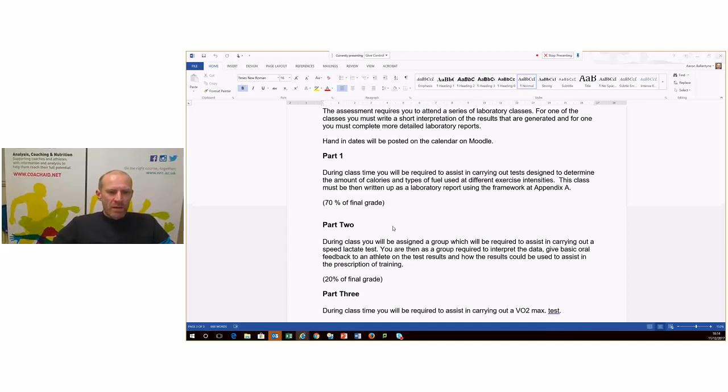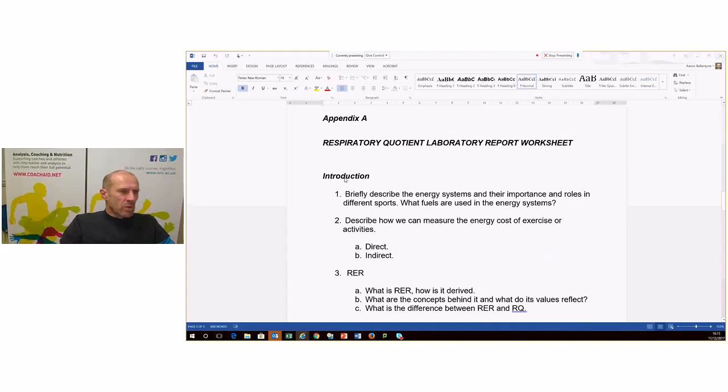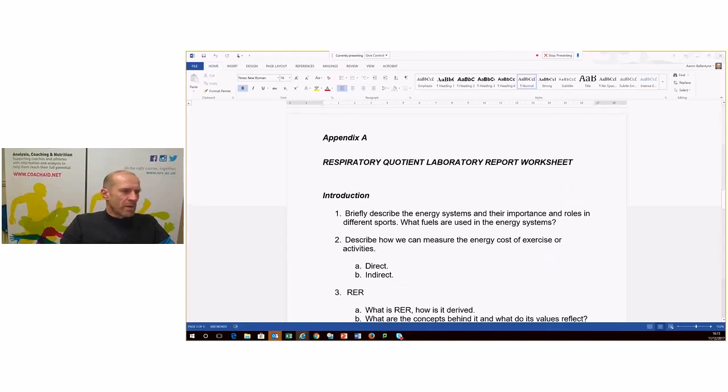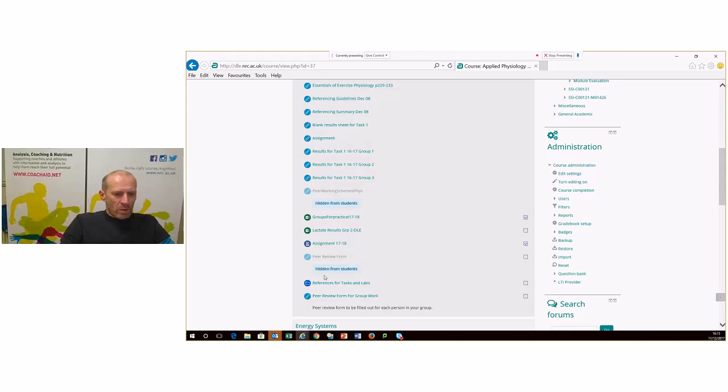70% of your final grade is based on this. So we go to Appendix A of the assignment. If you've got this, you've probably already found the assignment here on Moodle, assignment 1718. The other thing you have to look out for in Moodle is a folder with references for tasks and labs.